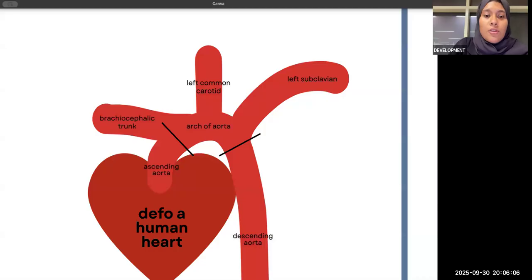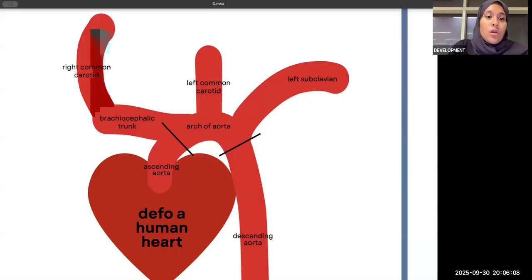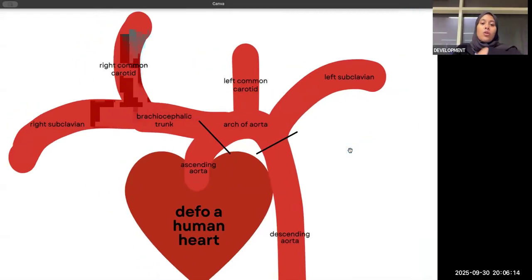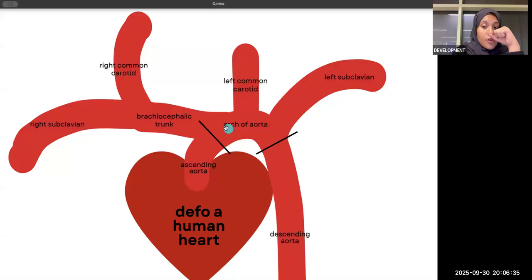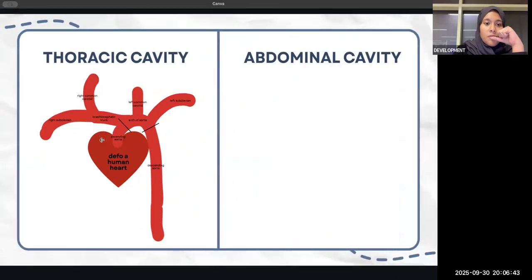Okay. And your brachiocephalic trunk will branch out into your right common carotid and your right subclavian. What's so nice, guys, whenever you see right, always expect a left. So with left subclavian, you're always going to find a right subclavian. With left common carotid, you're always going to find a right common carotid, okay? So left common carotid and left subclavian come out of the arch of aorta. Brachiocephalic trunk comes out from arch of aorta, then it branches out into right common carotid, then it continues to be a right subclavian artery, okay? This is for thoracic cavity.